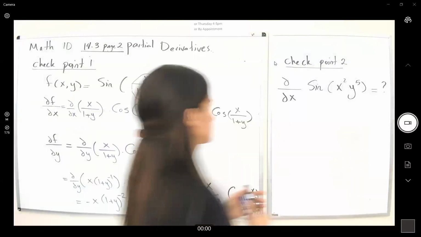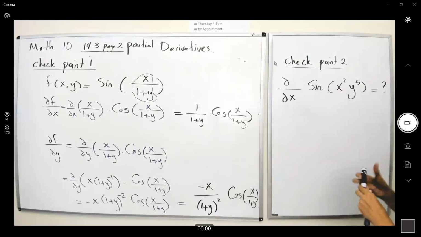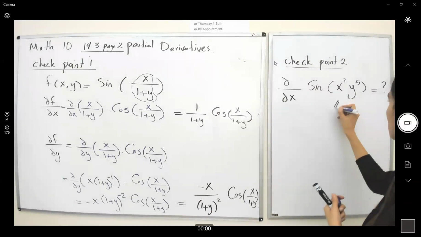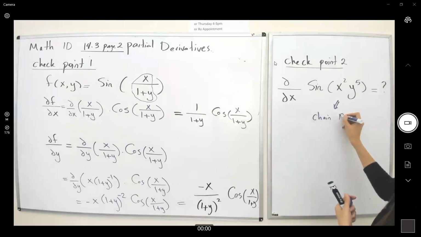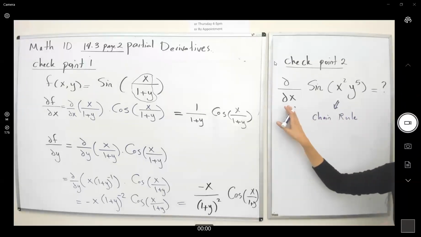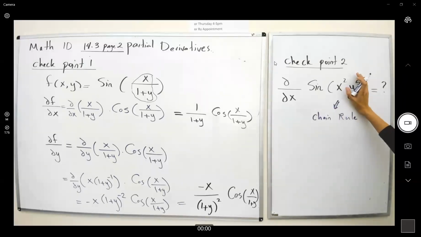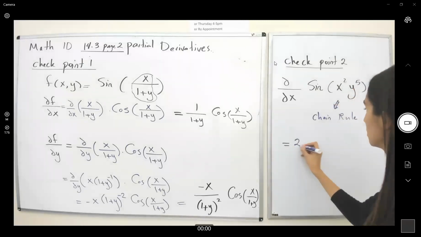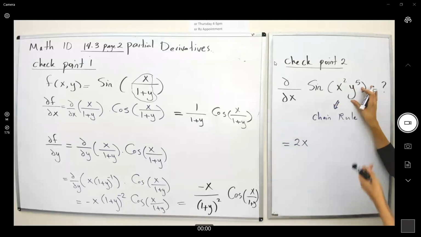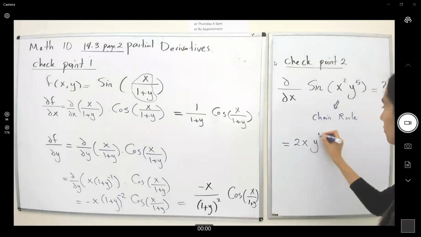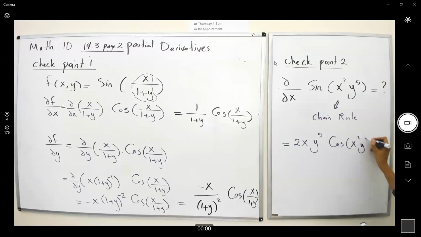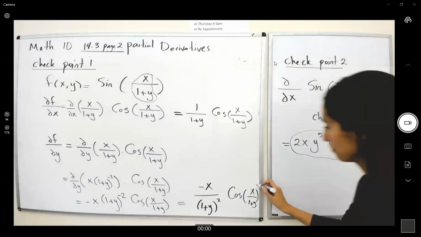The same process. The partial derivative of f with respect to x. Here you have to apply chain rule again. Since we are taking the derivative with respect to x, it means that our y is a constant. So the derivative of x squared is 2x. Don't forget to copy down the quantity that is multiplied by y to the fifth. And the derivative of sine is just cosine. And you have to copy down the quantity. That's it.